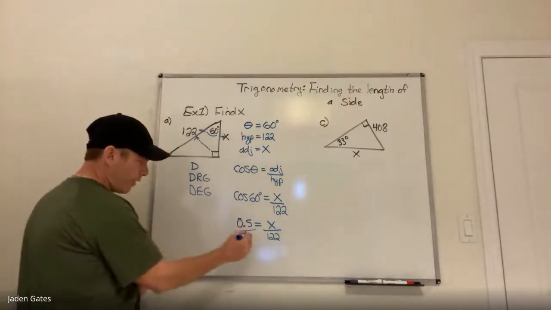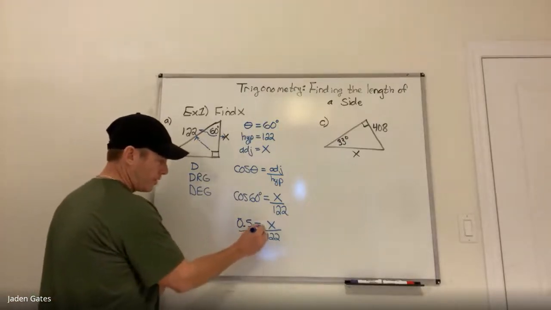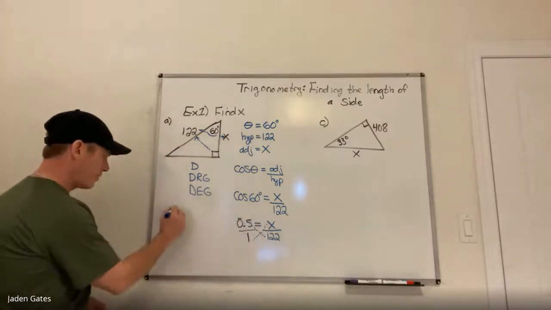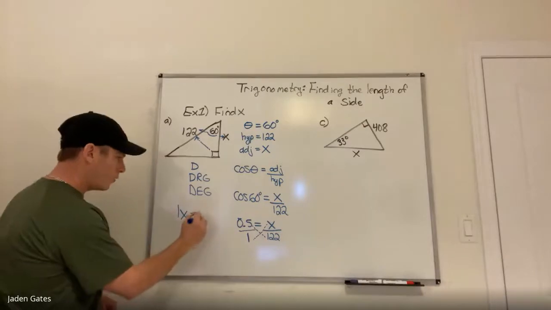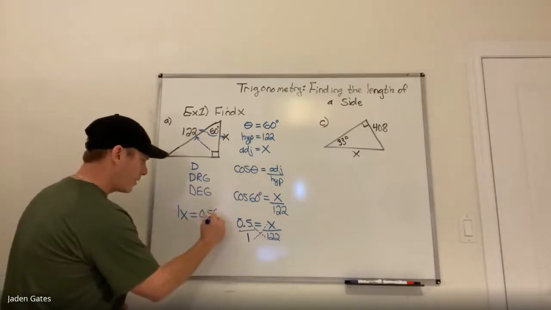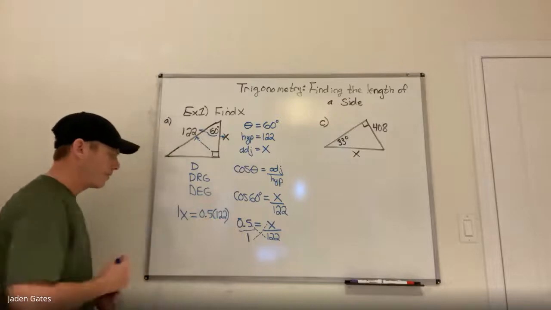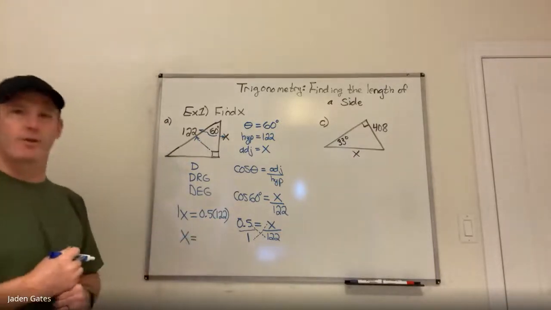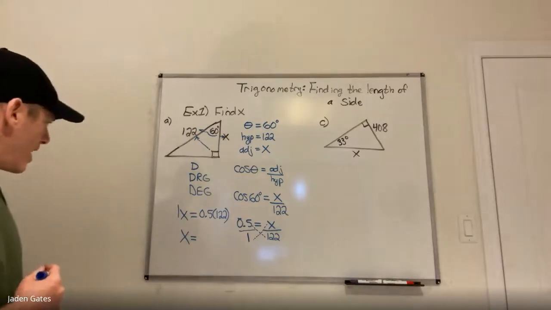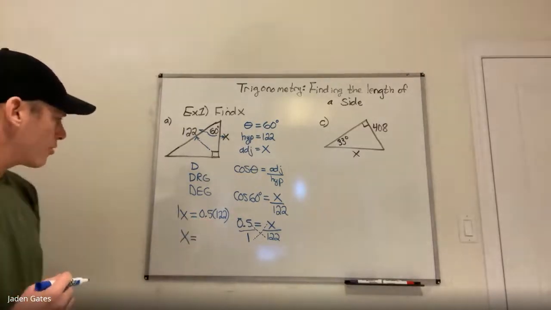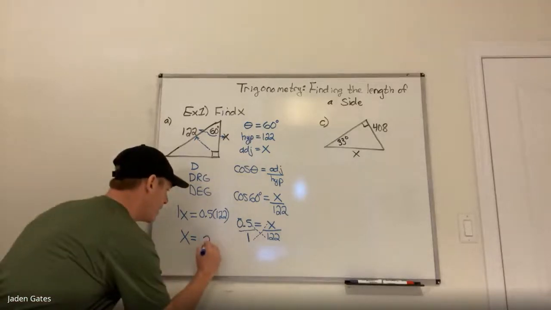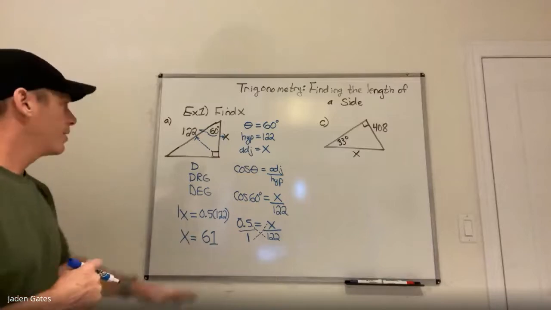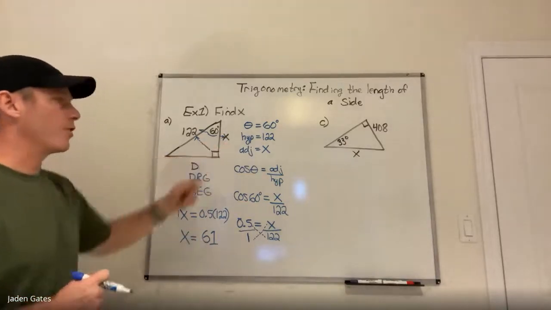So to solve a fraction equaling a fraction, I'm going to cross multiply. And so I'm going to have 1 times x is equal to 0.5 times 122. Well, 1x, that's what I want. I want to know what an x is, or one of them. Then next, I just take 0.5 times 122, and I get 61. And there we go. That's using trigonometry to find the length of our side.